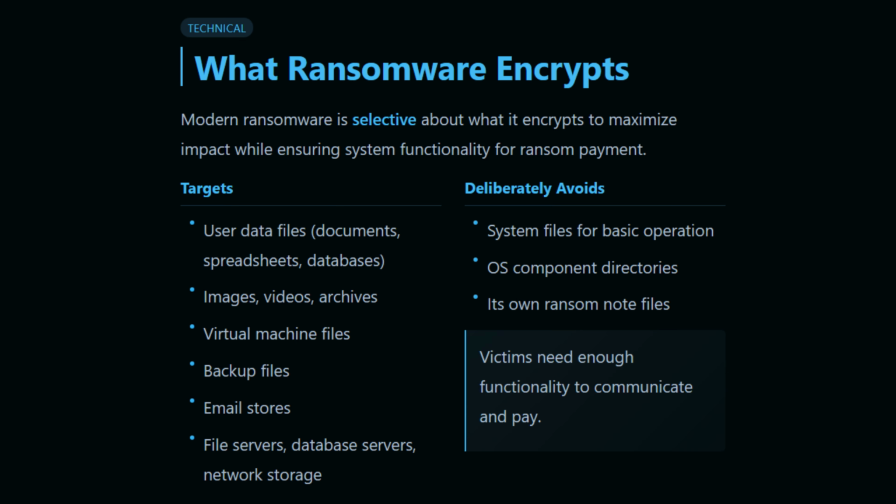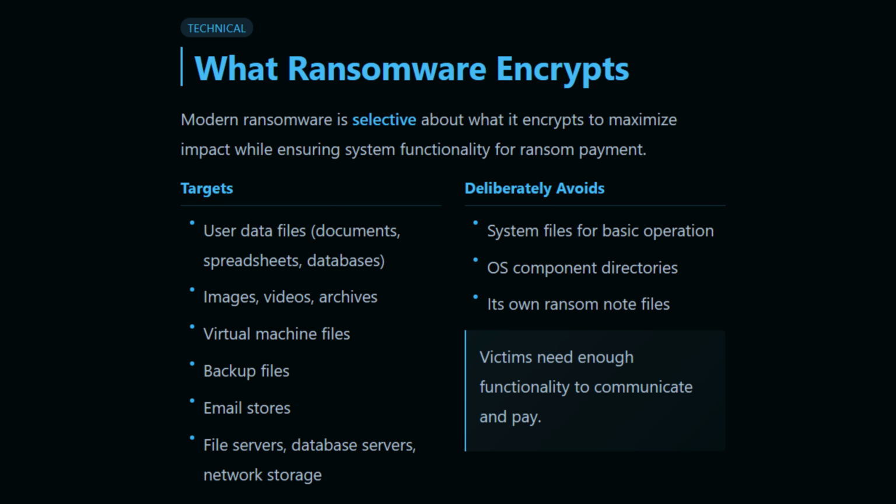It skips certain file extensions and directories known to contain operating system components. It avoids encrypting its own ransom note files so victims can read them. This selective encryption is more sophisticated than simply encrypting everything. It requires understanding what damage maximizes ransom pressure while maintaining minimal victim capability to pay.